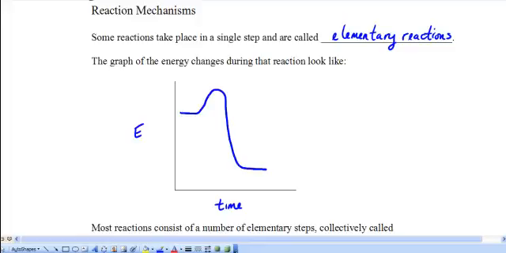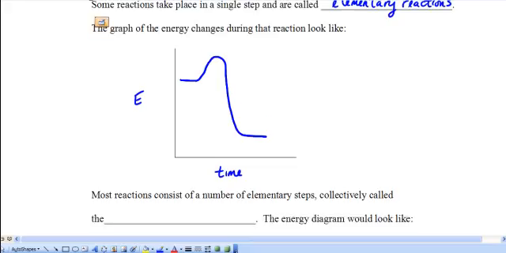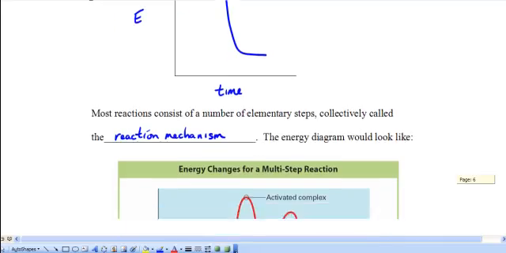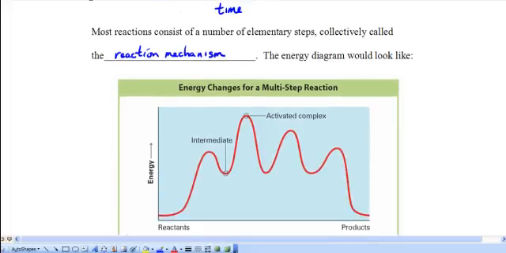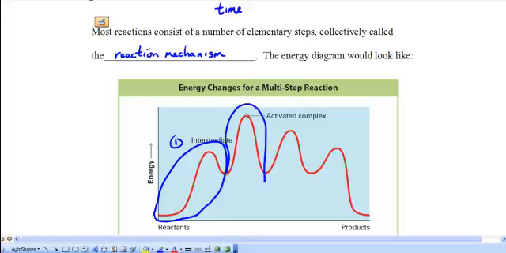But most reactions actually consist of a number of elementary steps, and collectively, those are called the reaction mechanism. In that case, the energy diagram would look more like this, where you have the first step, which goes from here to here. That would be step number 1. Then you have another step that takes it from that area to this area, so that would be step number 2, and then so on and so forth from here to here approximately.